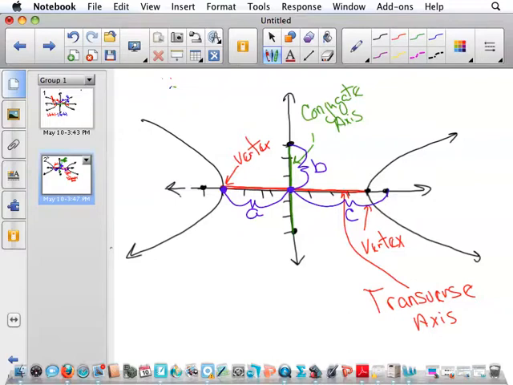However, the relationship now changes. If you notice, c is actually the longest length. It's the furthest length from the center. So the relationship is now c squared is equal to a squared plus b squared in a hyperbola. So as we look at a hyperbola, a couple things are similar to an ellipse, and a couple things are just a little bit different.